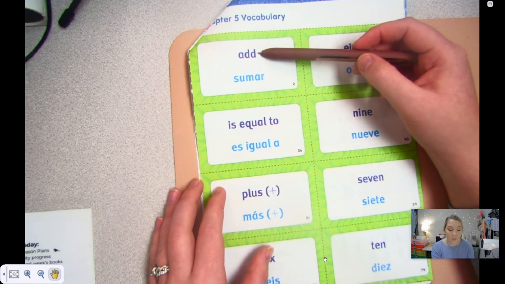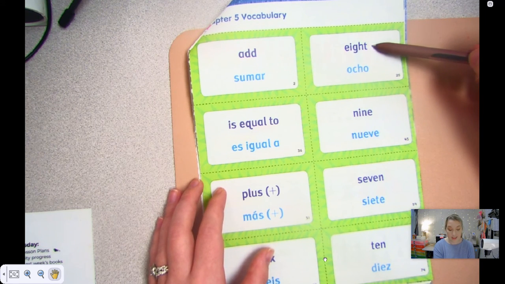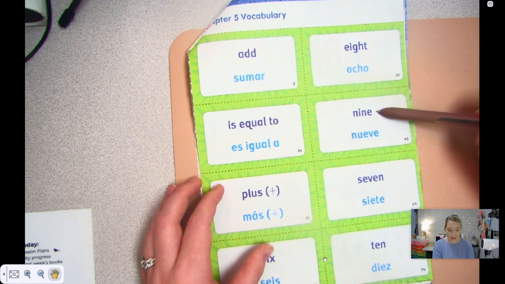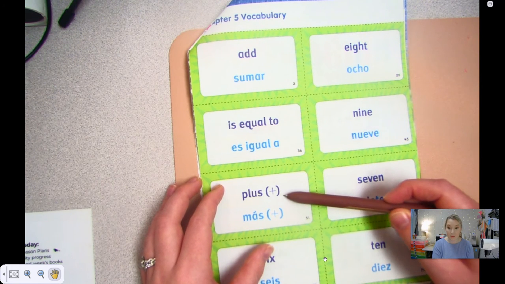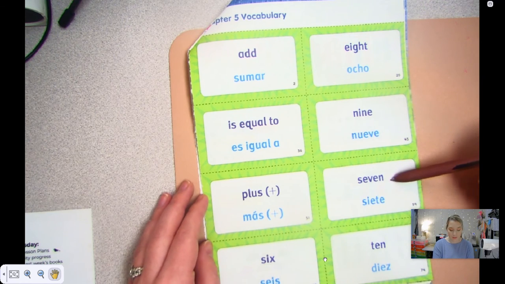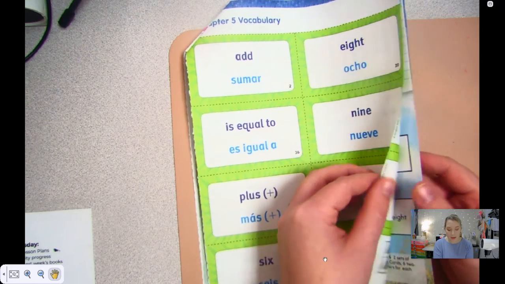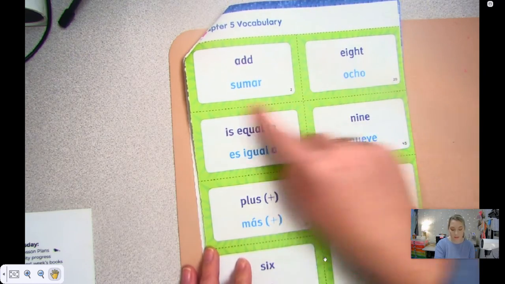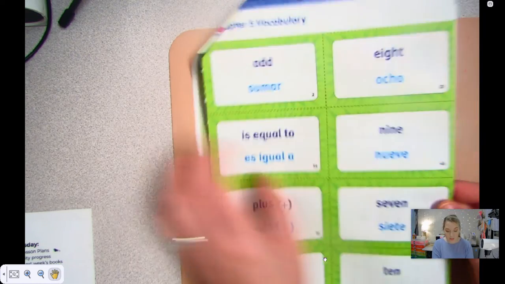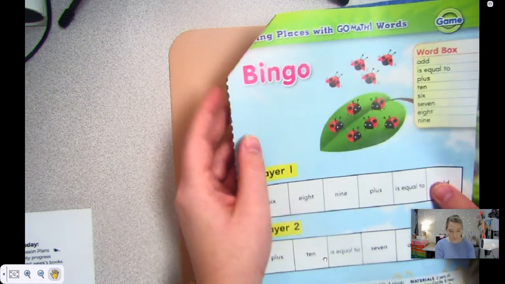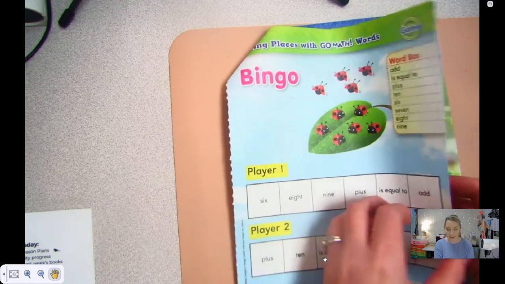So this first word is add. 8 is equal to 9 plus, ooh, we've talked about plus, 7, 6, 10. And then on the back of these cards, see these dotted lines mean that you can cut them out. And on the back, it gives you an example of what those words mean. Okay, and then here's another game that you can play with your family at home.